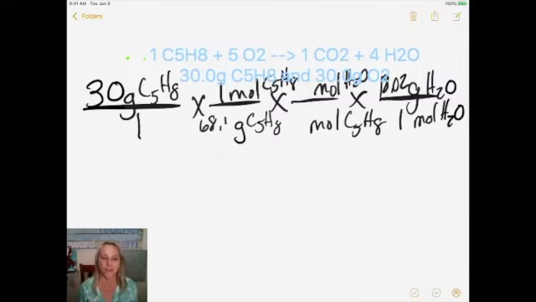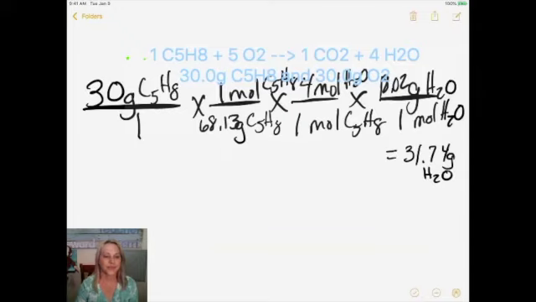Next, I need my mole to mole ratio of water to C5H8. So in this case, I have 1 mole of C5H8 to every 4 moles of water. So I can multiply across the top, find our product, and then divide by our denominator product, which is 68.13. Once I have done the multiplication of the numerator and divided by the product of the denominator, I find out that I can make 31.74 grams of water from 30 grams of C5H8.